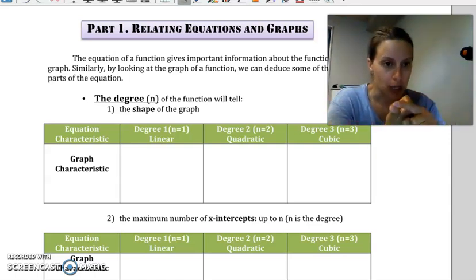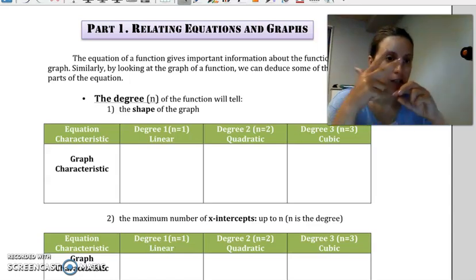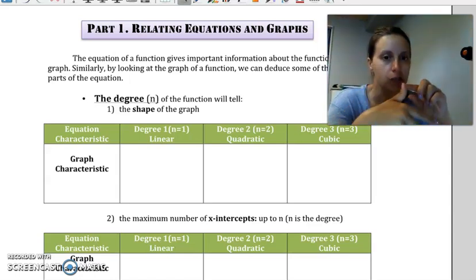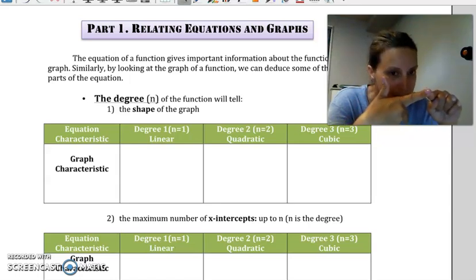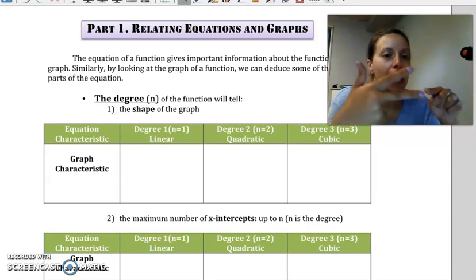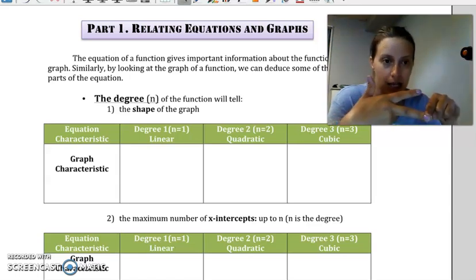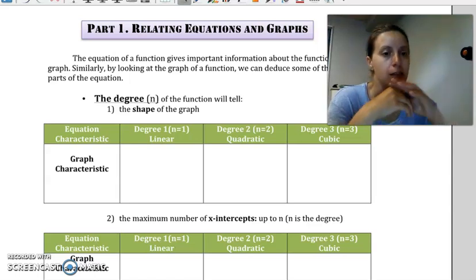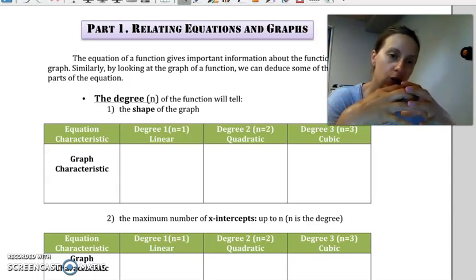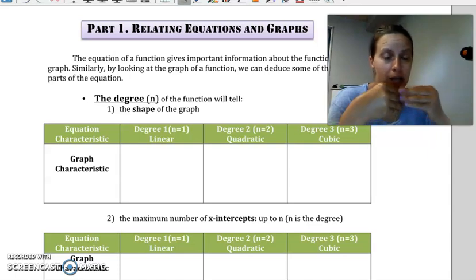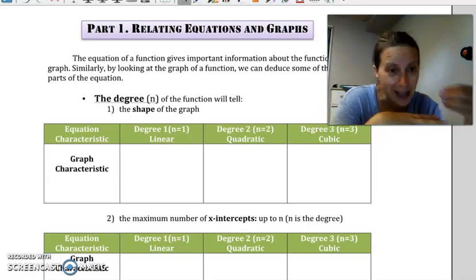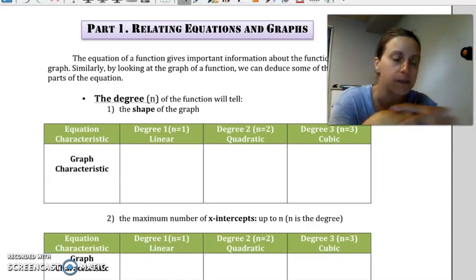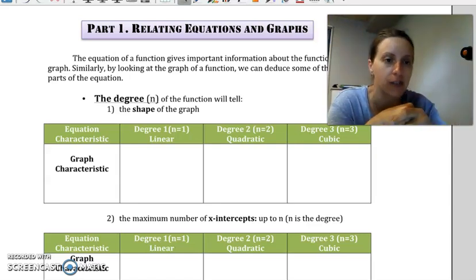So the degree of the polynomial function will tell us three pieces of information. It will tell us what the shape of the graph looks like, how many x-intercepts a graph can possibly have, and how many turning points I can expect for a certain graph. And the second piece that we take from the equation is the y-intercept, the free term. The free term, the term that has no x, will tell me the actual position, the actual point, of the y-intercept of that function.